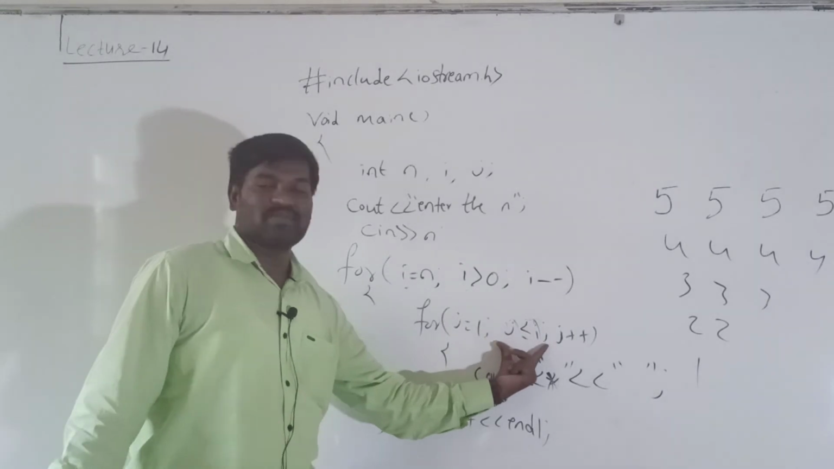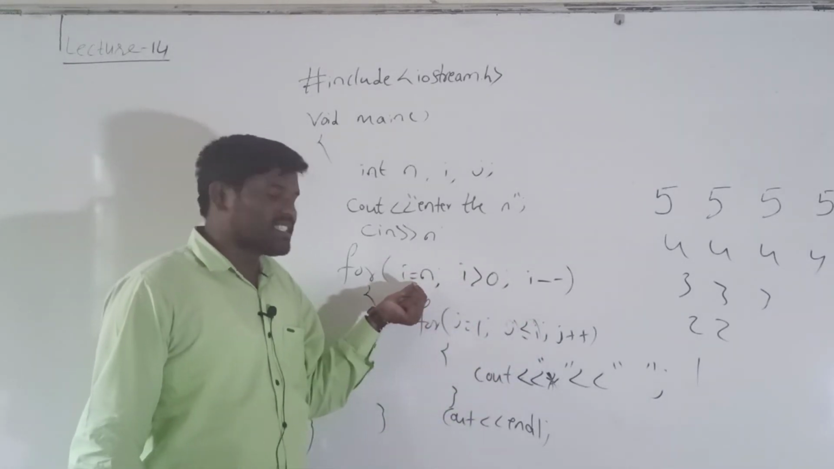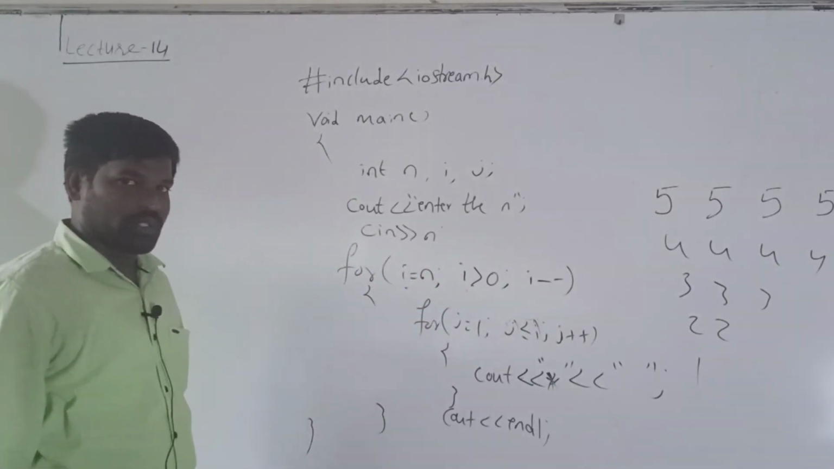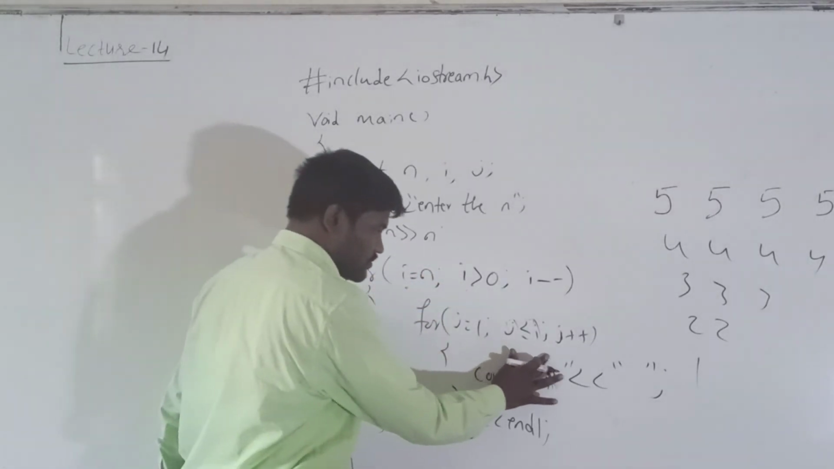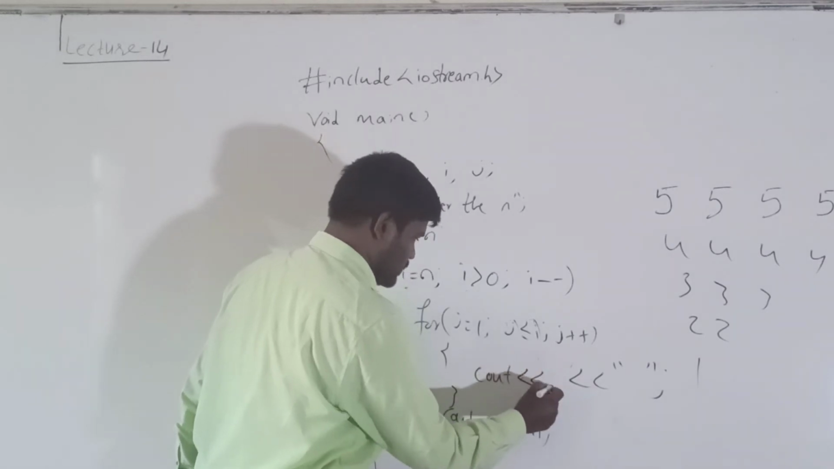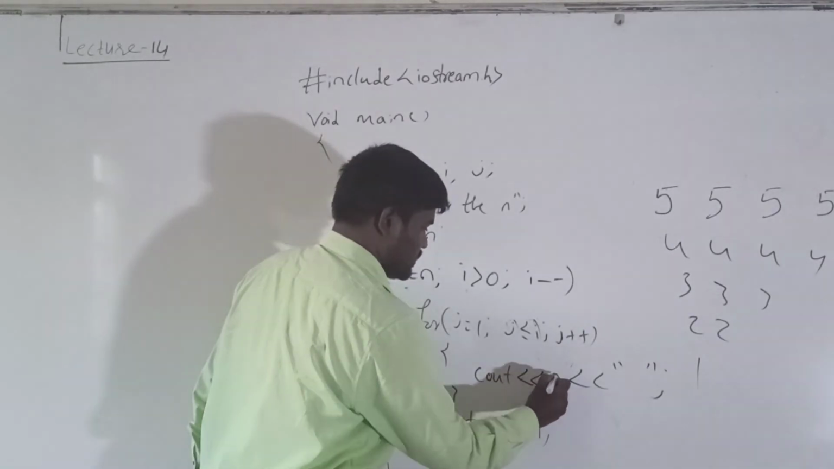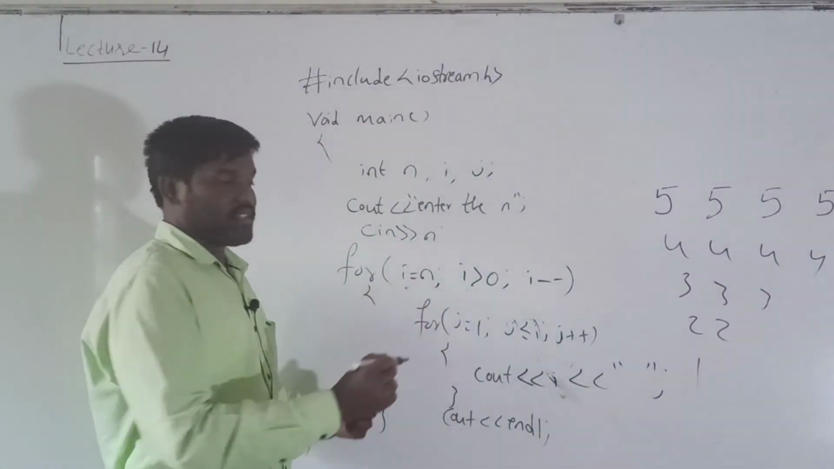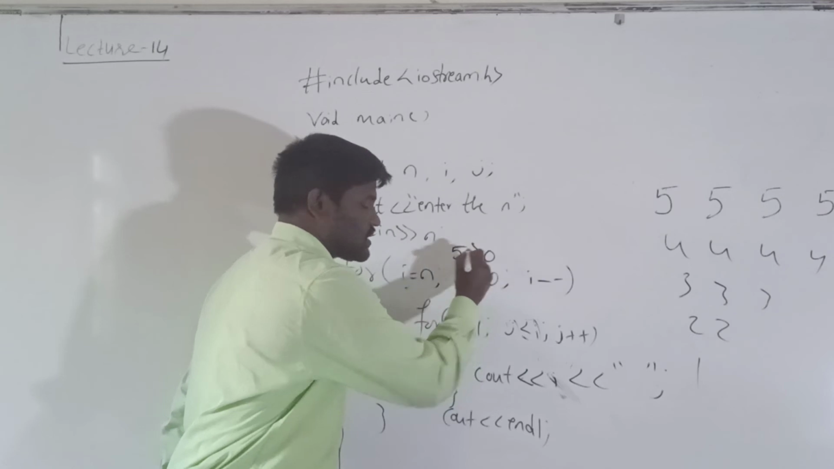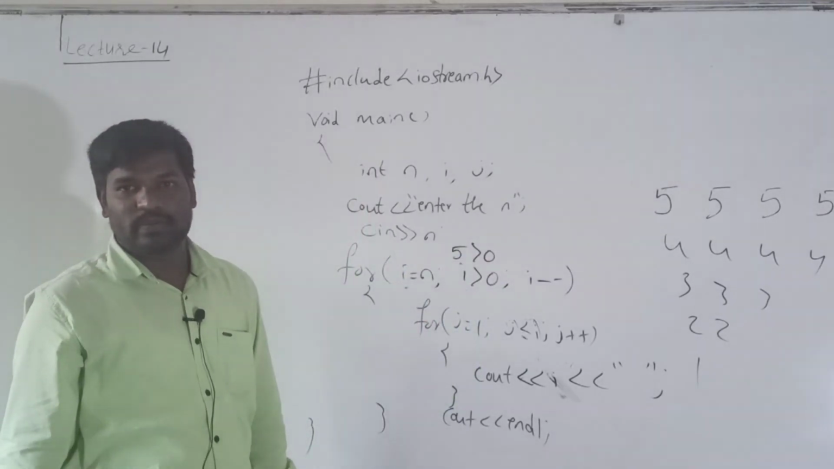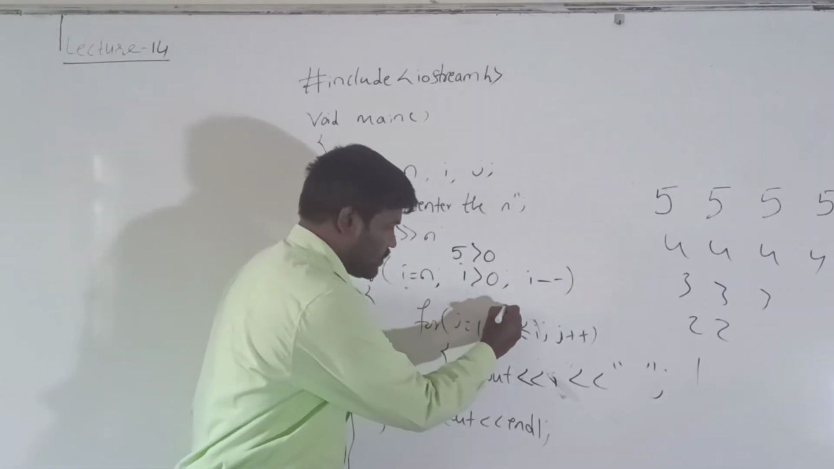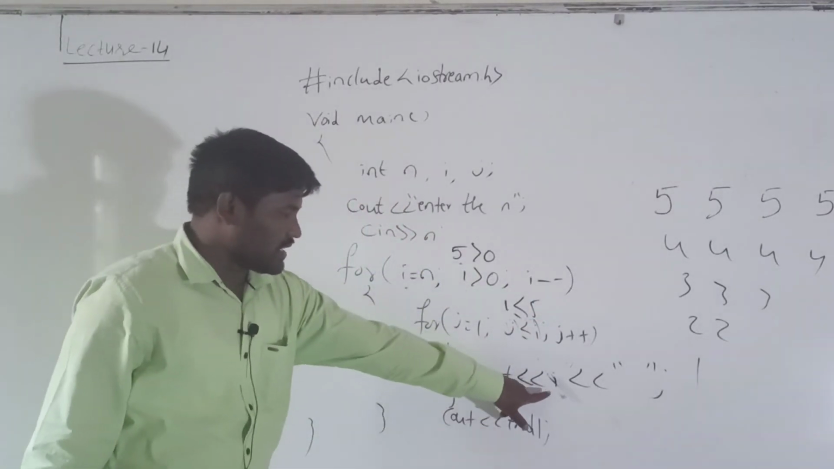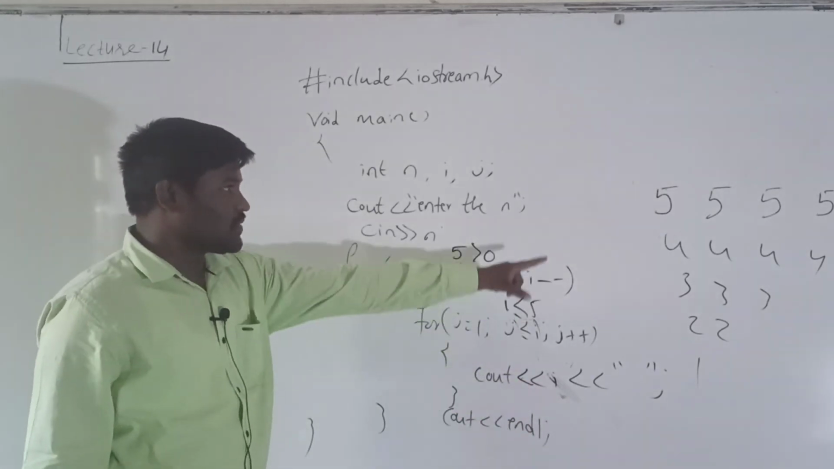No need to change the inner loop, because whatever the i value is, that many times the inner for loop will be executed. And you can change the printing value also, that is i. See here, i is equal to n, 5 is greater than 0, condition is true. j equal to 1, 1 is less than or equal to i, which is 5. Here I have to print i. First it will print 5.